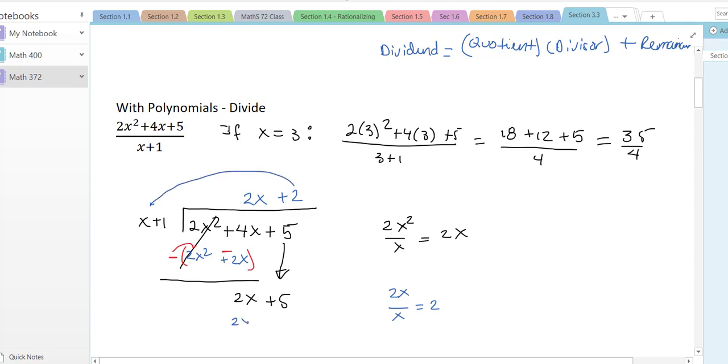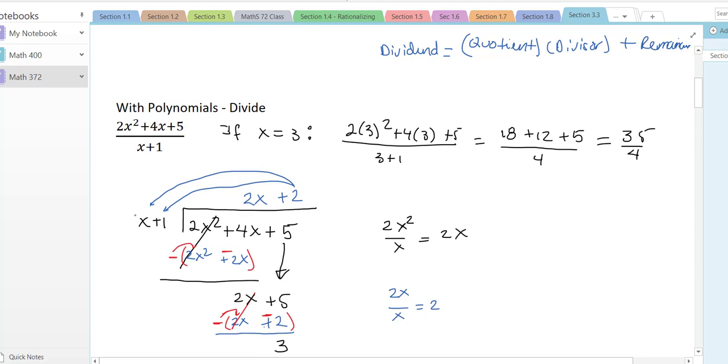2 times x is 2x. And 2 times 1 is plus 2. And just as before, we subtract. So distribute your negative. Those cancel. And negative times a positive 2 becomes a minus 2. And so we're left with 5 minus 2 is 3.